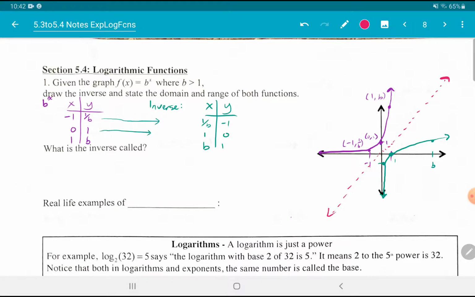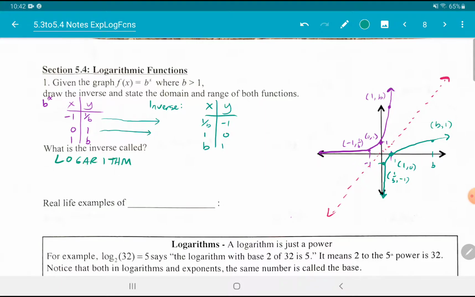Notice how all those ordered pairs are also matching up. We have the point (1, 0). Notice that's a switch of (0, 1). Here we have (b, 1), and here we have (1 over b, -1). All right, the green line is actually what we call its inverse, which is a logarithm.